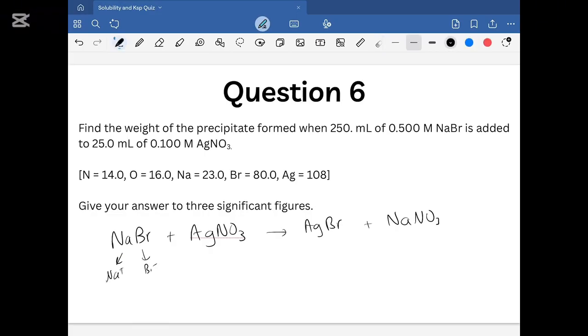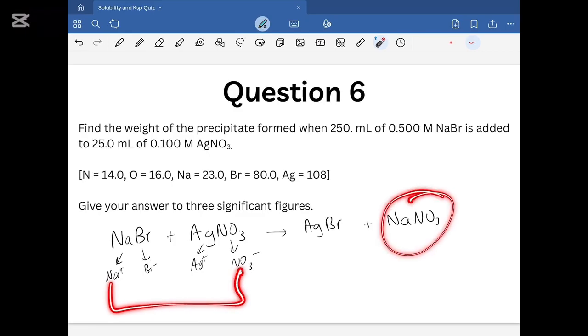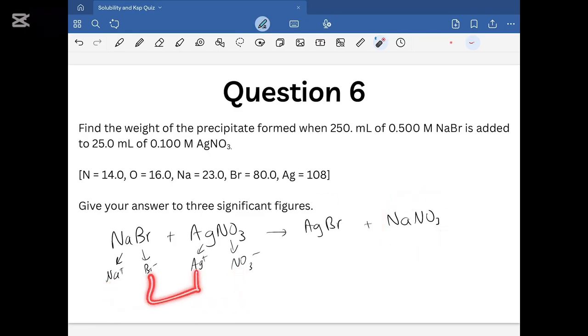So I have Na+, Br minus, the bromide ion, Ag+, and I also have the nitrate ion, which is NO3 minus. So Na+ and NO3 minus are going to form NaNO3. Ag+ and Br minus are going to form AgBr. Of course these reactants are soluble, and we know everything with nitrate, everything with the alkali metal ion is soluble. NaNO3 is definitely soluble because we have an alkali metal ion and nitrate.